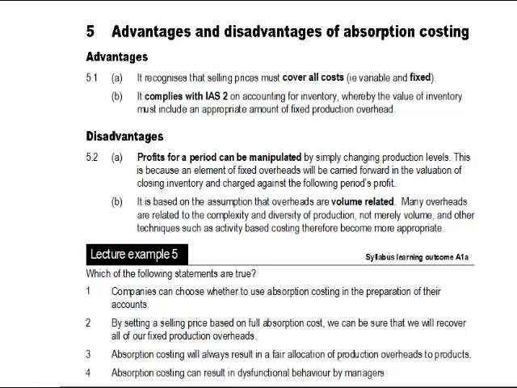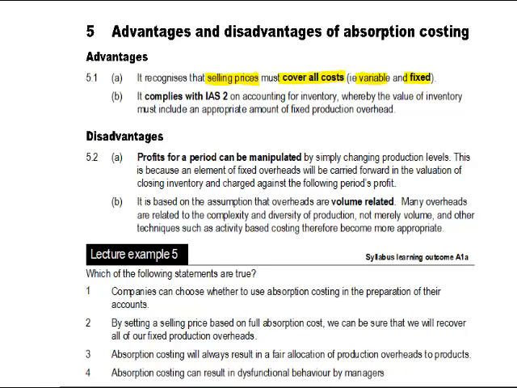We finish off by looking at some advantages and disadvantages of absorption costing. The first one is to do with selling prices, and it does recognise that in order to make a profit on something, or at least break even, you do have to cover all costs in the long run, so all the variable costs and all the fixed costs. This is in contrast to marginal costing or relevant costing that we'll be looking at later.